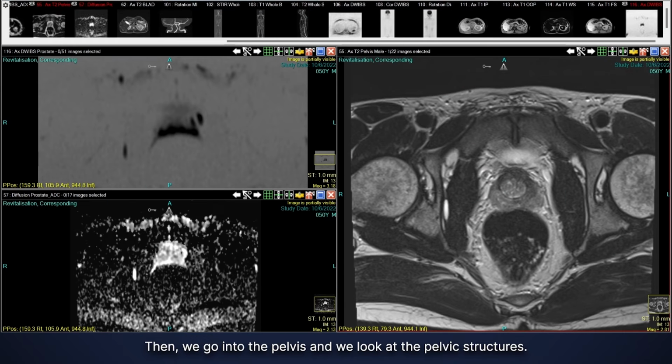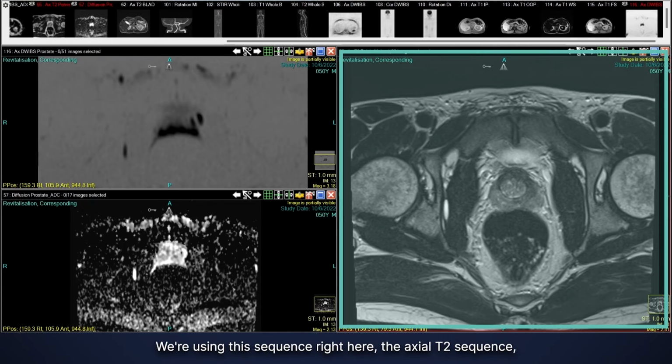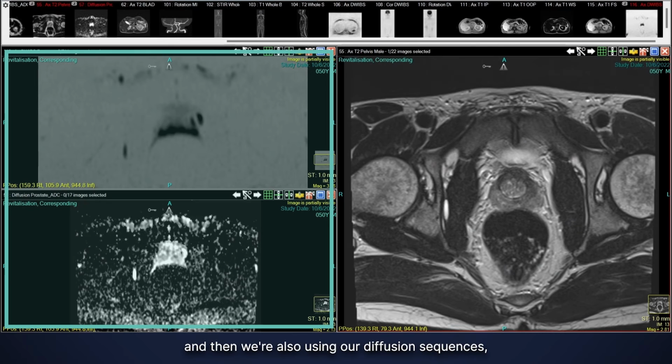Then we go into the pelvis and we look at the pelvic structures. So in particular, in a male, we're going to look at the prostate. Here we're doing dedicated sequences looking for prostate cancer. We're using this sequence right here, the axial T2 sequence, and then we're also using our diffusion sequences, the functional sequence looking for firmness or cellularity.